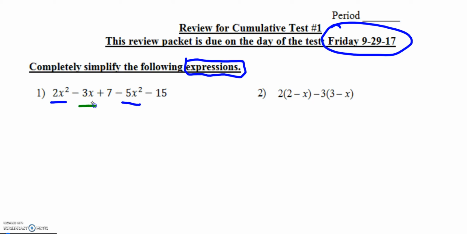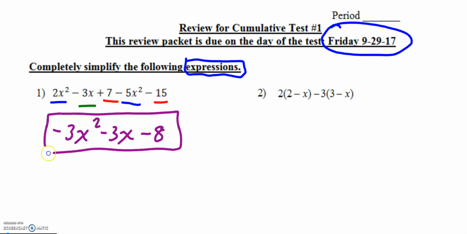like terms. My negative 3x doesn't have anything else it can combine with. My 7 and negative 15 can be combined together. So my final answer, 2x squared minus 5x squared is a negative 3x squared. Negative 3x doesn't have a buddy, so it stays the same. But 7 and negative 15 combined together would be a negative 8. So because none of these are like terms anymore, I am done here. And this is not an equation. It does not have an equal sign, so I cannot actually solve for x.